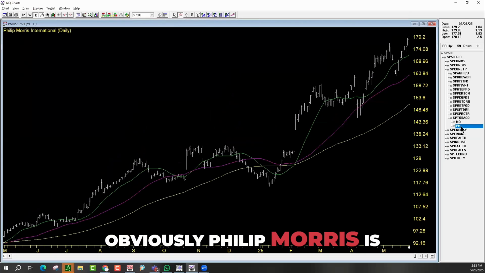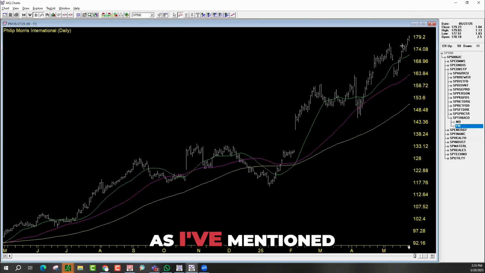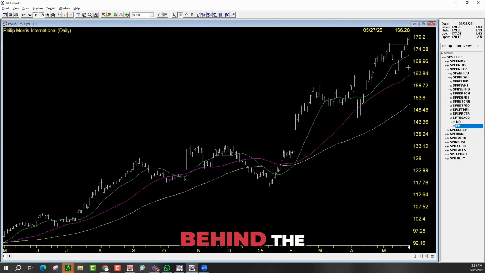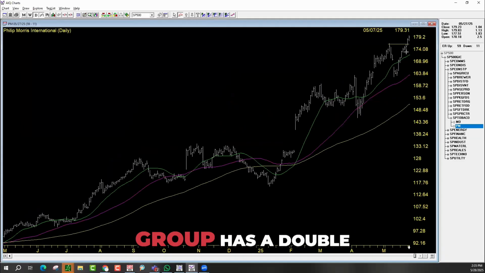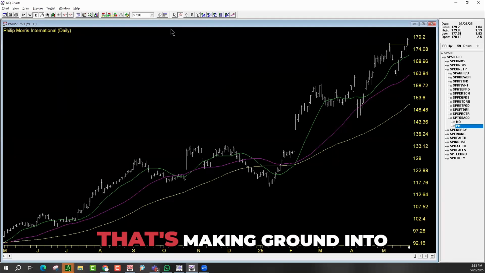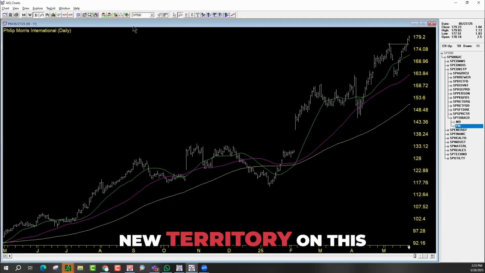Obviously, Philip Morris is going to be the second one. And as I mentioned, one's going to have broken out. So Philip Morris has broken out to the upside. You've got one behind the double top and one above it, right? So averaged out, that's why the group has a double top in place. So this is not bad. Actually, we'll tag that as well. Really, you're buying into something that's making ground into new territory on this particular stock.